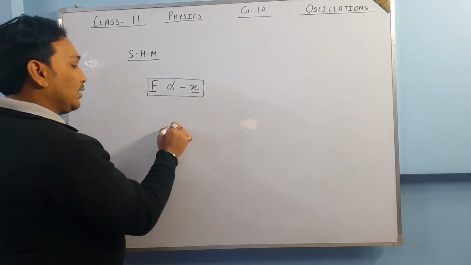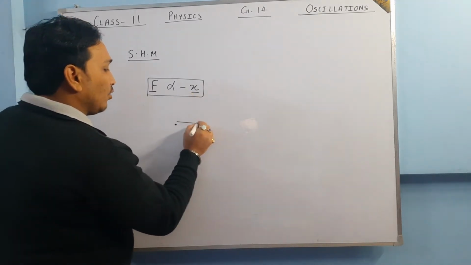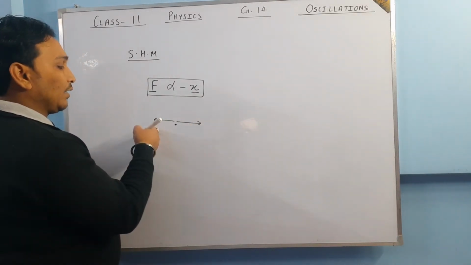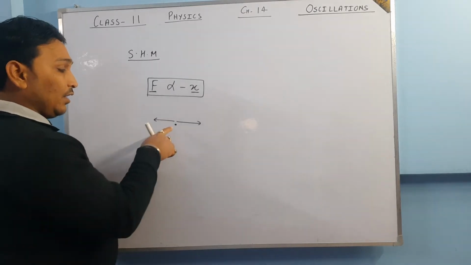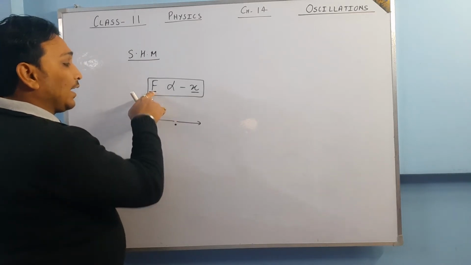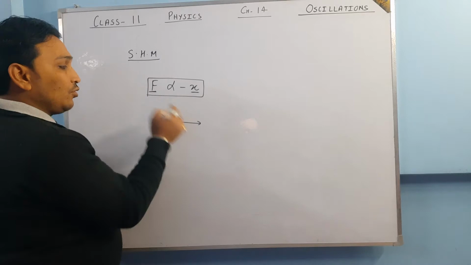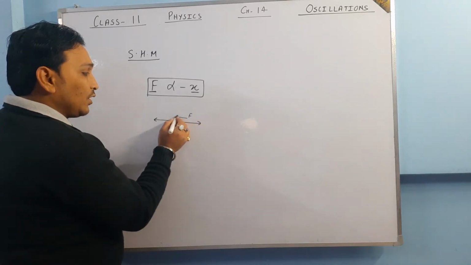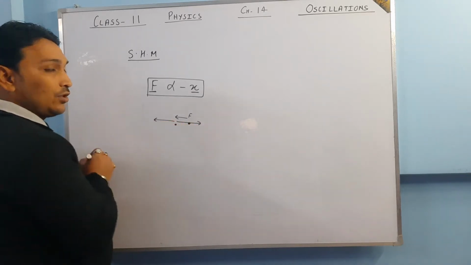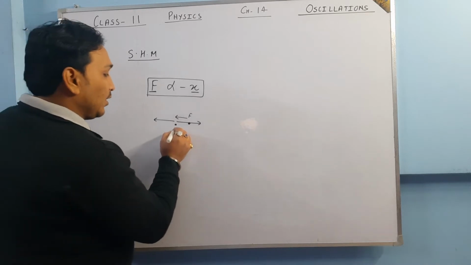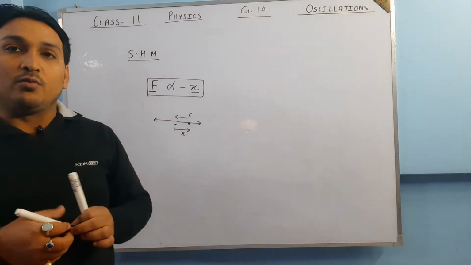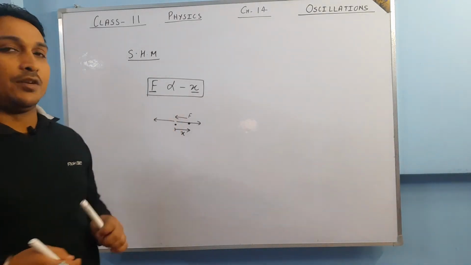Suppose this is your mean position and this particle is oscillating about its mean position. This particle goes that side, then comes back this side, then again goes to the other side. Then we define its motion as SHM if the force acting on the particle, which is called restoring force, is always towards the mean position. Suppose the particle is here. The force acting on the particle is always towards the mean position, but its displacement is measured away from the mean position. So displacement is always in the opposite direction of force, and that's why one negative sign is there.